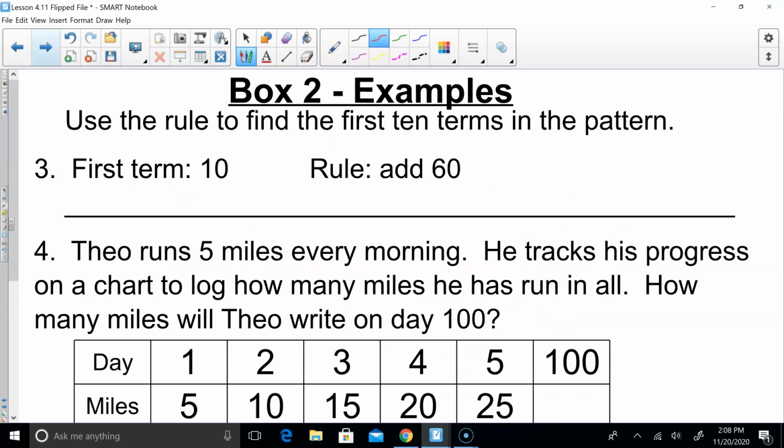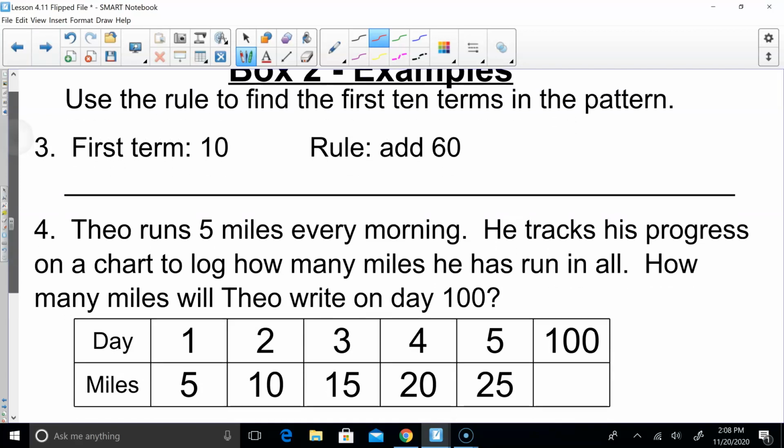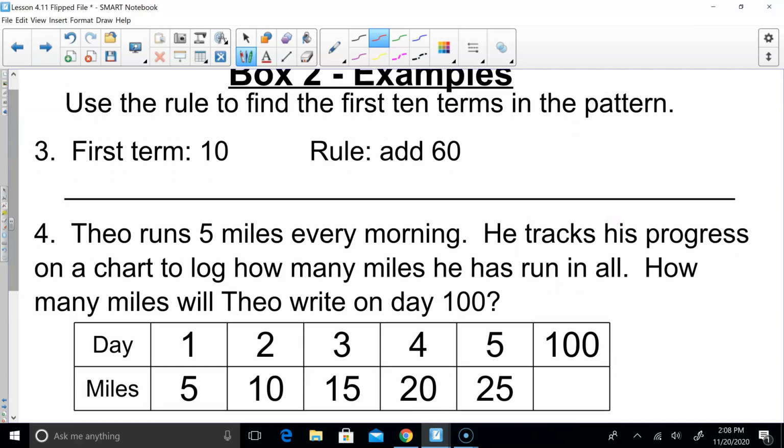So use the rule to find the first 10 terms in the pattern. So we're going to have a rule, we're going to find some terms to this pattern right here. So notice the first term is 10, so they're actually giving you the first term, which makes it really nice. 10. And then the pattern is we want to add 60. So we're going to add 60 to 10, so that would be 70. And then we're going to add 60 to 70, which would be 130.